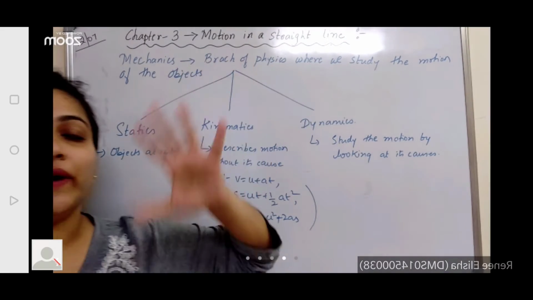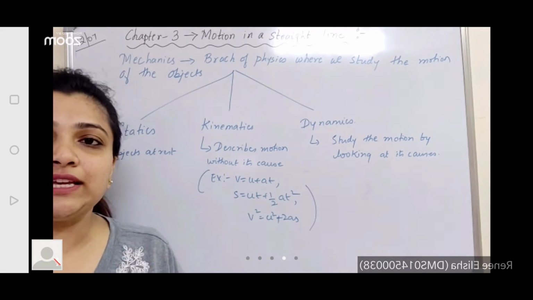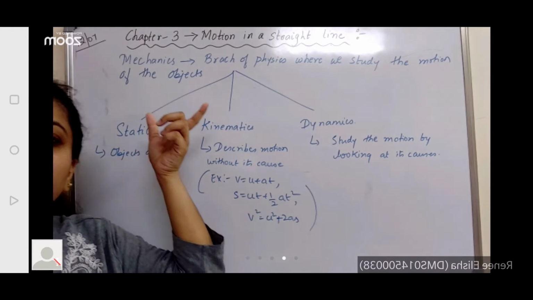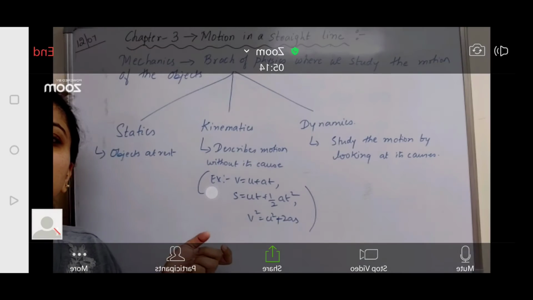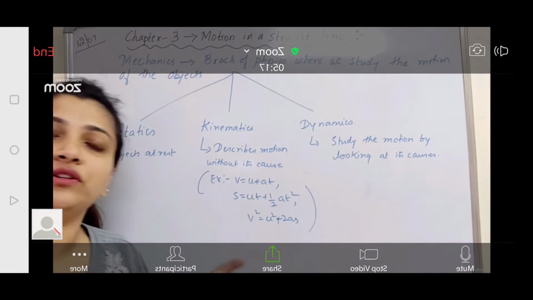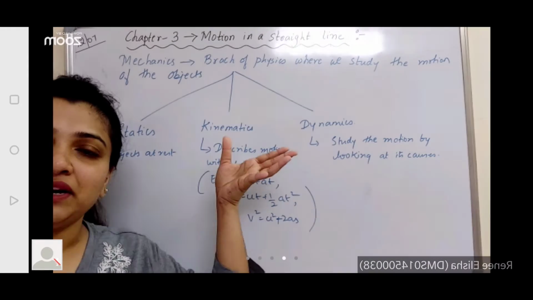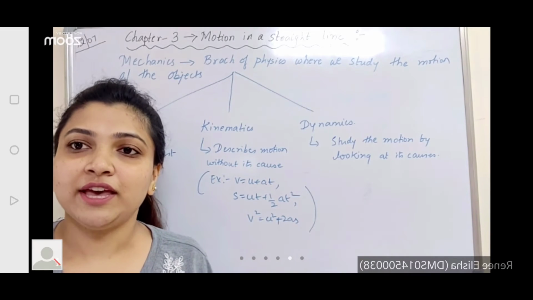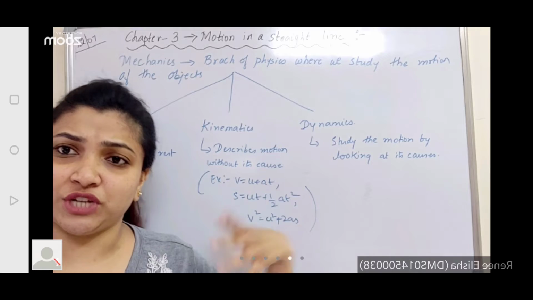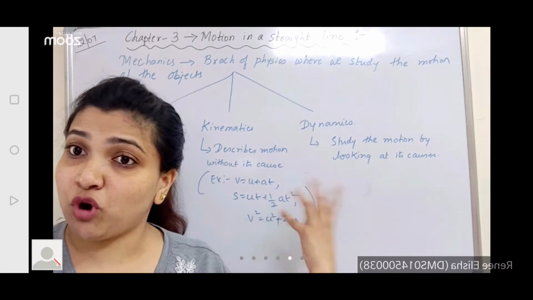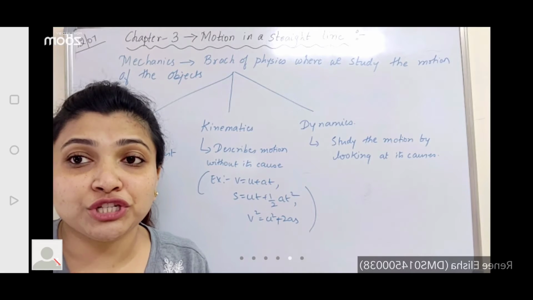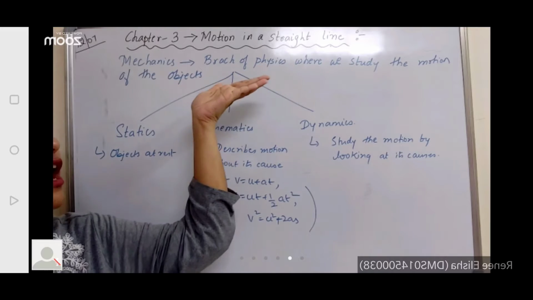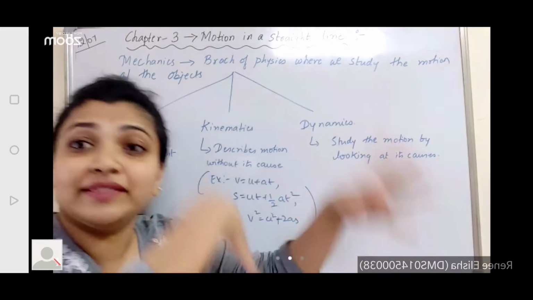Now, before I go deeper into motion, the first thing is we have to know what mechanics is. Now, mechanics is a branch of physics that deals entirely with motion. Motion of various types, objects which are at rest, objects which have some causes due to which the motion is caused, or objects which are moving without causes. So mechanics is a branch of physics where we study the entire thing about motion.